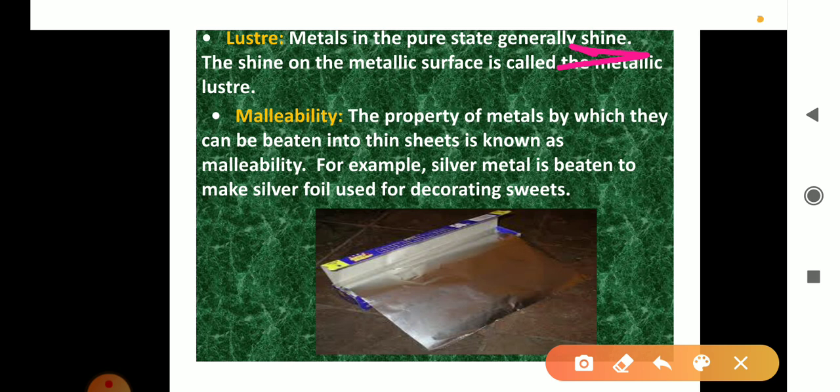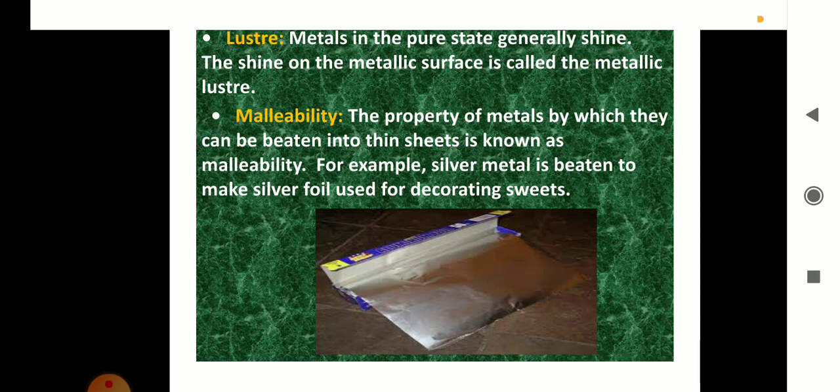The next is malleability. What is malleability? The property by virtue of which metal can be beaten into sheets. Metal can be converted into sheets. The property is called malleability. We use aluminium foil to pack food, you can see in this diagram also. Jewelry designers create a number of designs in bangles, chains, bracelets using this property only. Almost all the metals are malleable. Gold and silver are considered to be the most malleable metals.